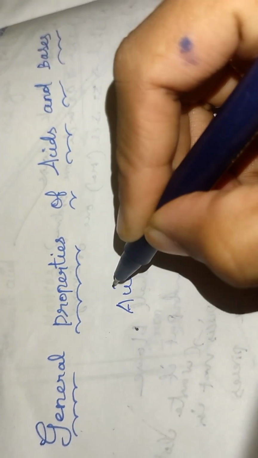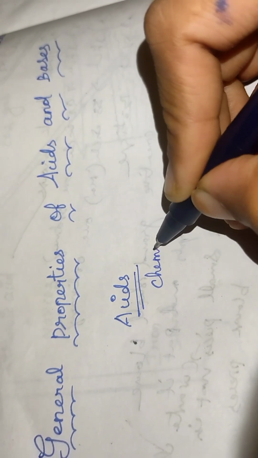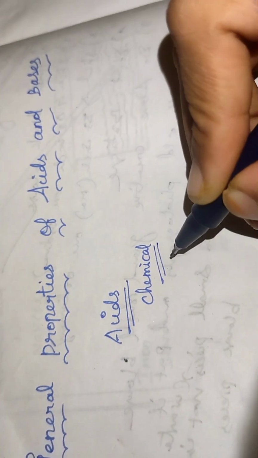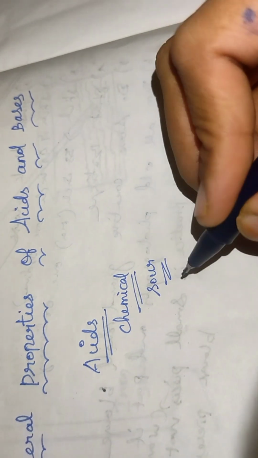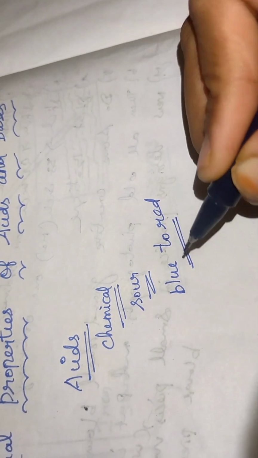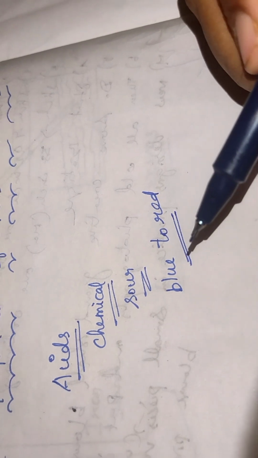Acids. What is an acid? Acid is a chemical substance with a sour taste in aqueous medium, and it has the ability to change blue litmus paper to red. It will change the blue litmus paper to red.